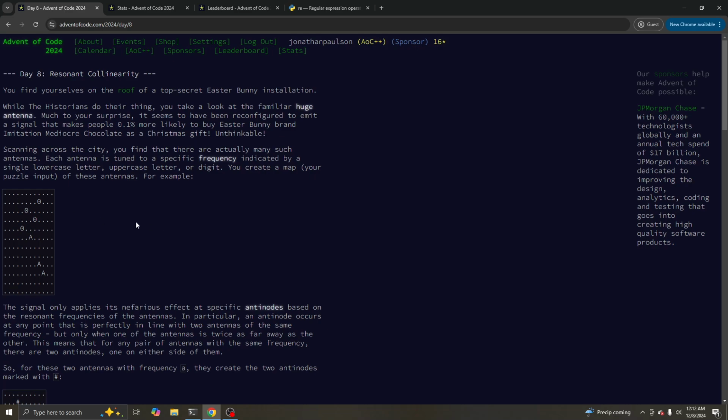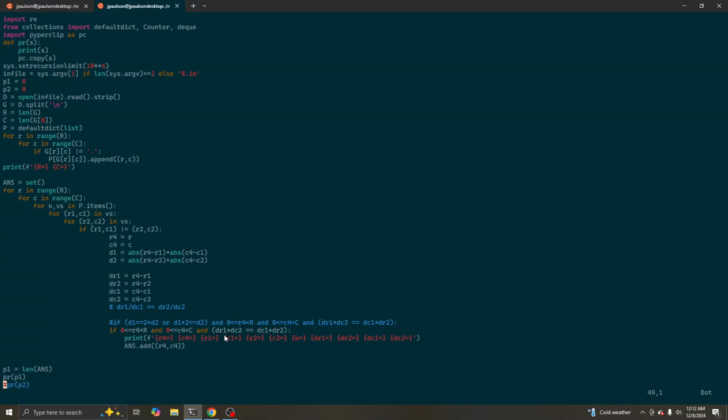Sorry, some of the points in the grid are special. We want to count how many special points there are. And a point is special if it's in a line with 2 points that have the same character on them. In part one, it's weird, like part two has fewer conditions than part one. So what are the conditions exactly? One of them is that it's on the line created by the 2 points. And the other condition in part one is that it's twice as far away from one of the points as the other one.